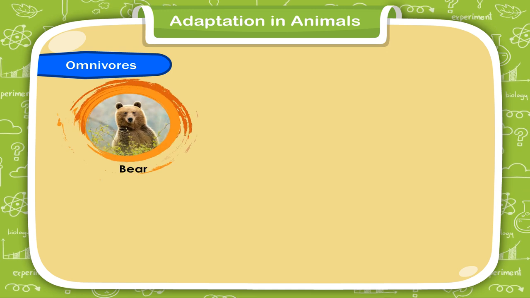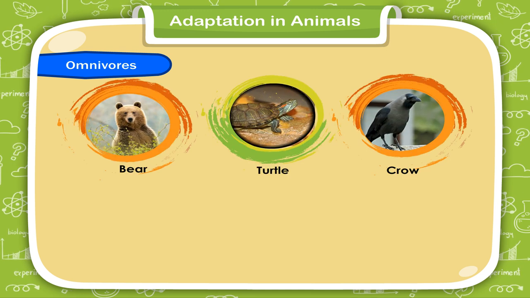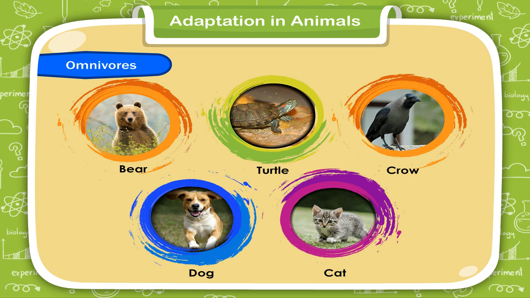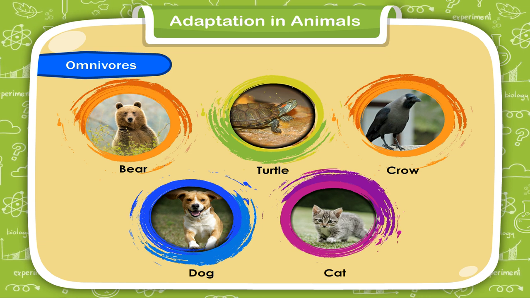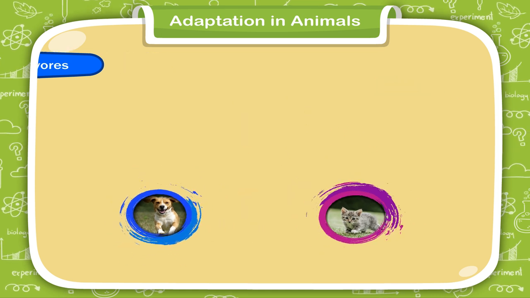Omnivores such as bears, turtles, crows, dogs, cats, etc. eat plants as well as flesh of other animals. They have both sharp and flat teeth to eat a variety of food.